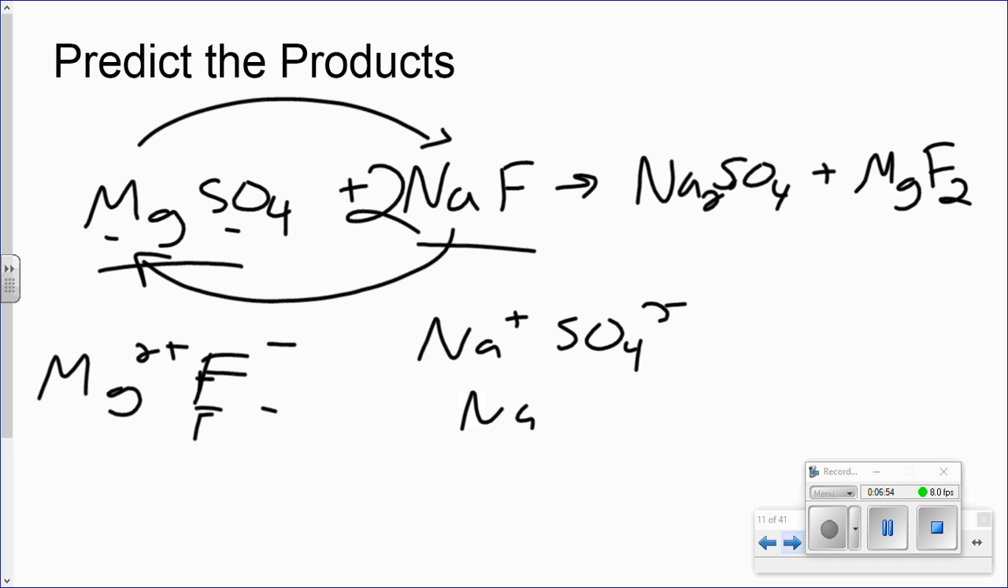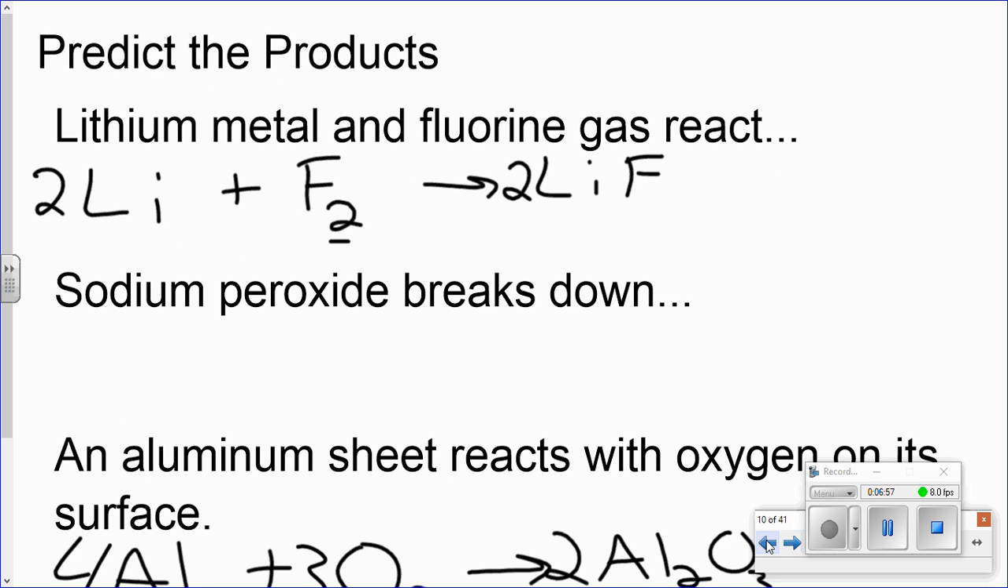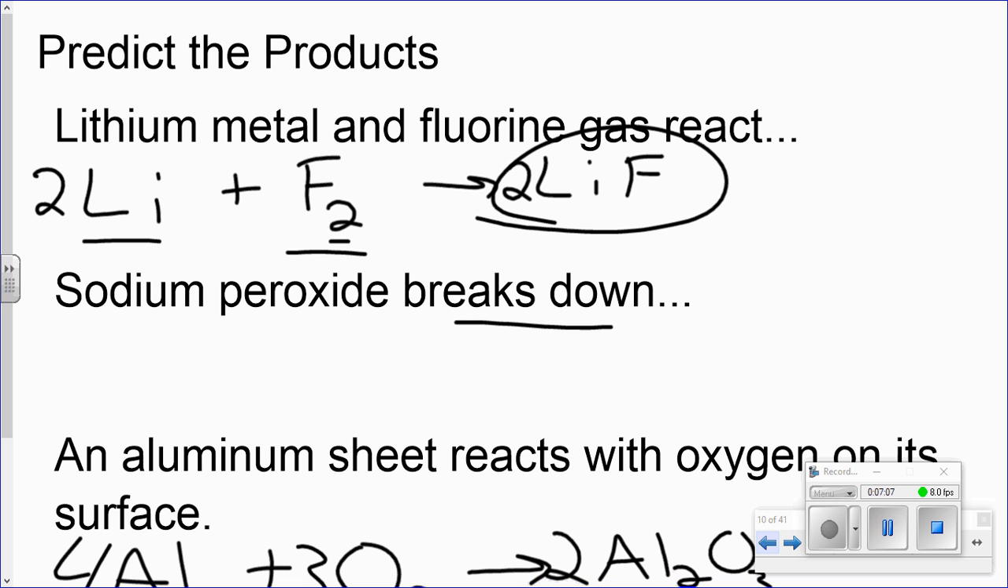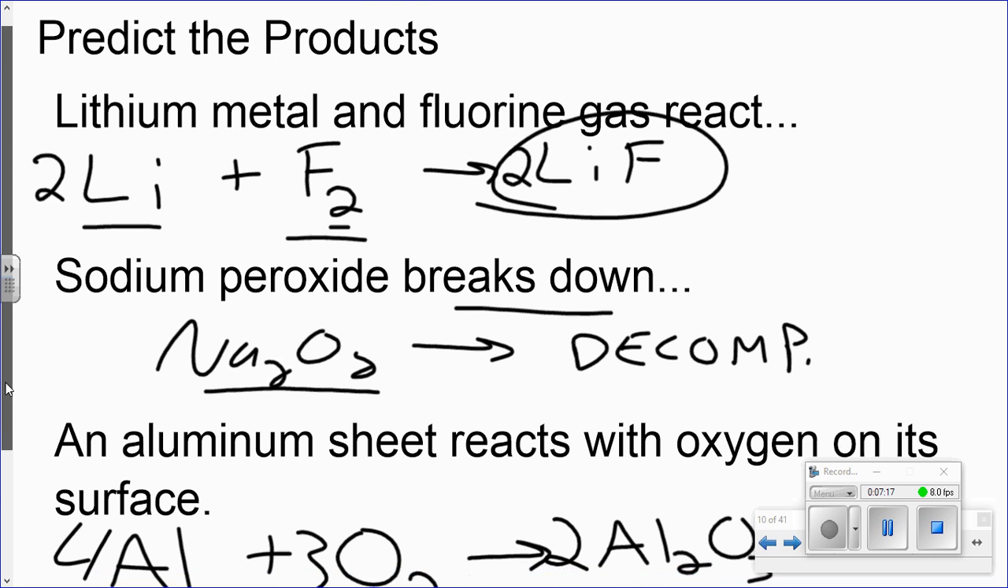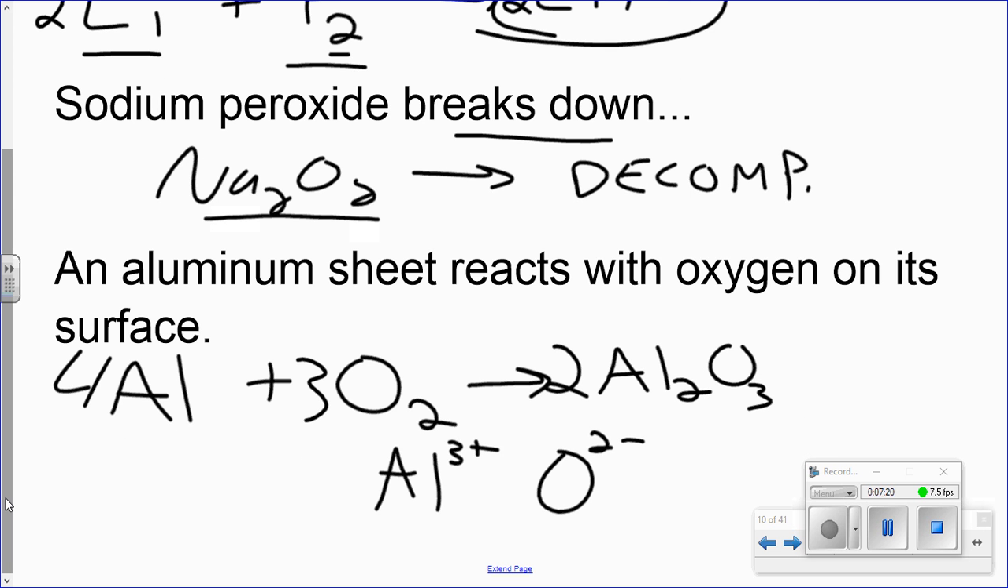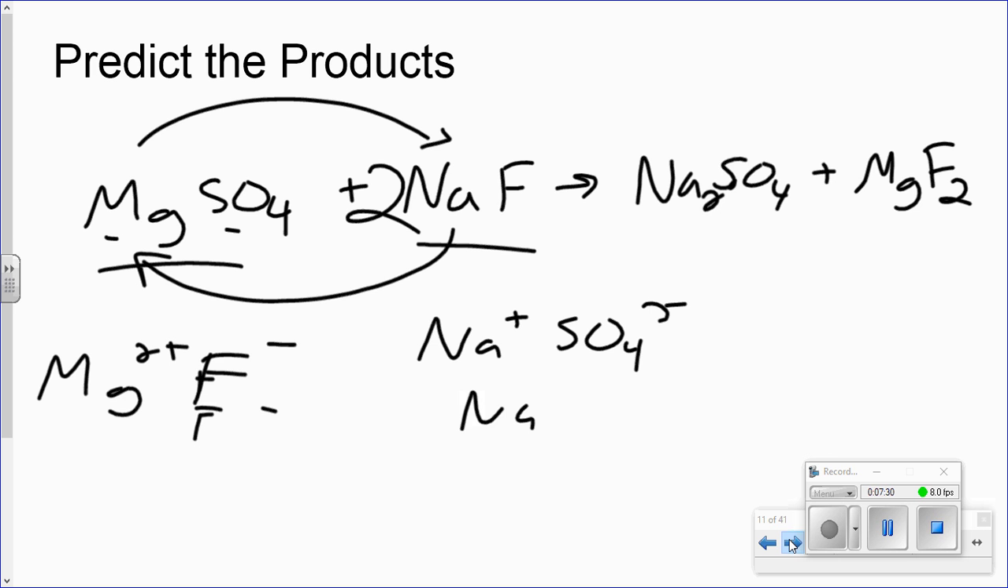Okay? So again, actually, let me go back one slide. How do I know what to do here? I have element plus element to produce one product. That is a synthesis reaction. Sodium peroxide breaks down. That's going to be Na2O2. Breaks down. Single reactant, that is a decomposition reaction. So I follow the rules or the steps or the patterns of decomposition reaction. Aluminum metal is singular. Plus oxygen, singular. This is another synthesis reaction. Okay? So again, we're following the steps.